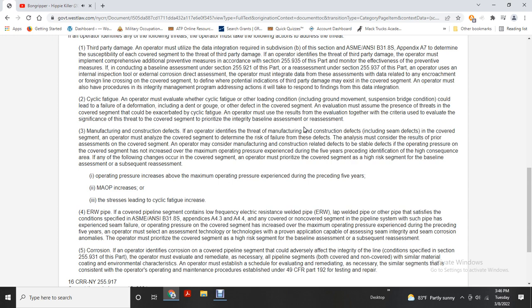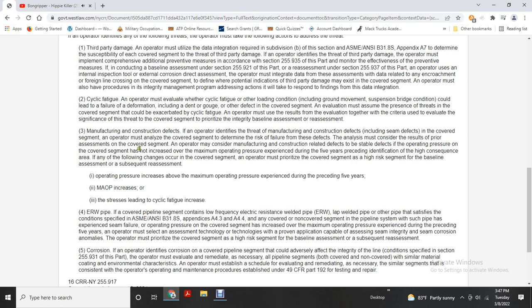Manufacturing and construction defects. If the operator identifies the threat of manufacturing and construction defects, including seam defects, in the covered segment, the operator must analyze the covered segment to determine the risk of failure from these defects. The operator must analyze and consider the result prior to the assessment of the covered segment. The operator might consider manufacturing and construction related defects to be stable defects.